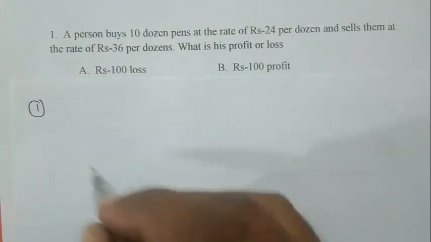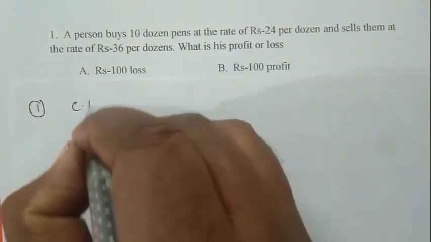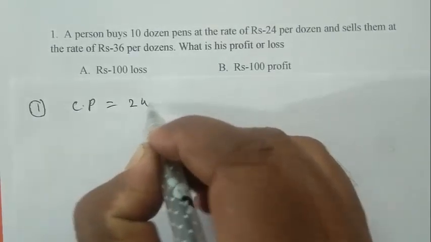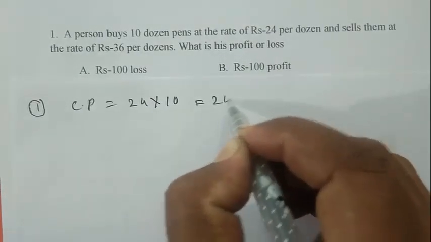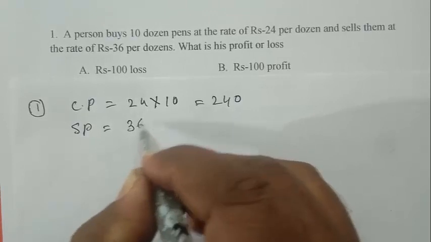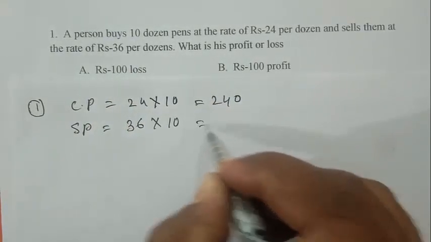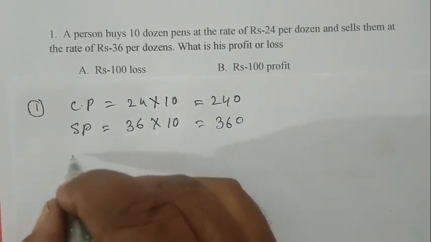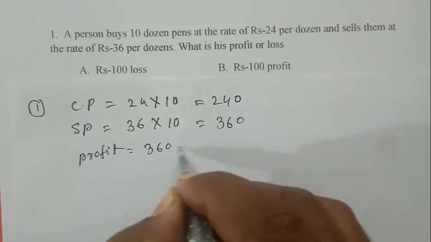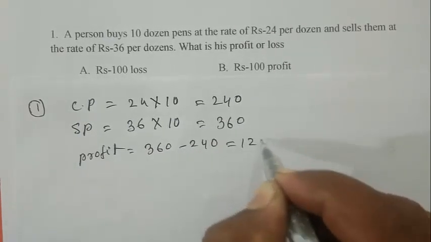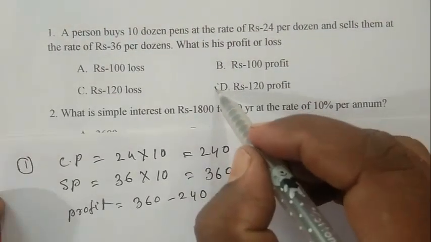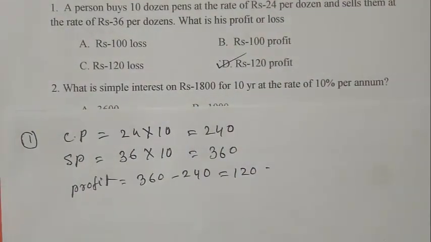So question number 1. CP, that is cost price: 24 per dozen and 10 dozen, it becomes 240. SP, that is selling price: 36 per dozen rate and 10 dozen, it becomes 360. So profit is 360 minus 240, that is 120. So profit is 120 rupees. D is the right answer. Coming to the next question.